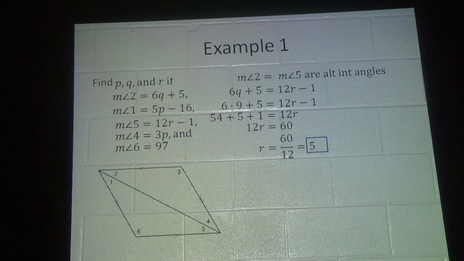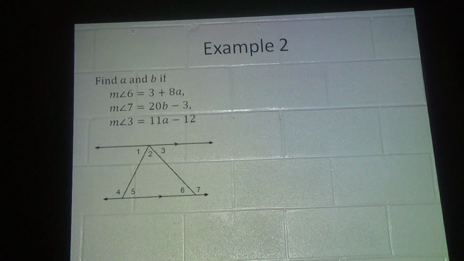So that gives us that P is equal to 8, Q is equal to 9, and R is equal to 5. Okay, that concludes example 1.